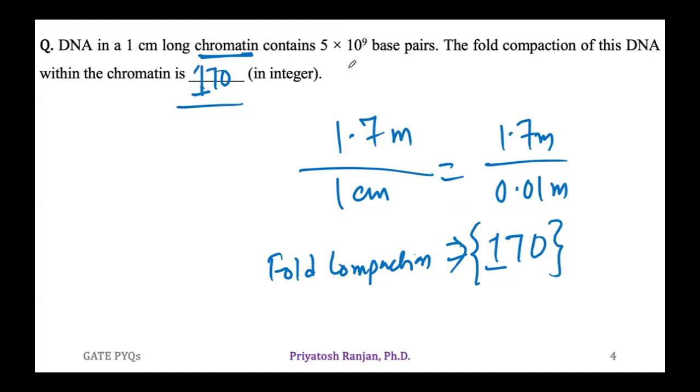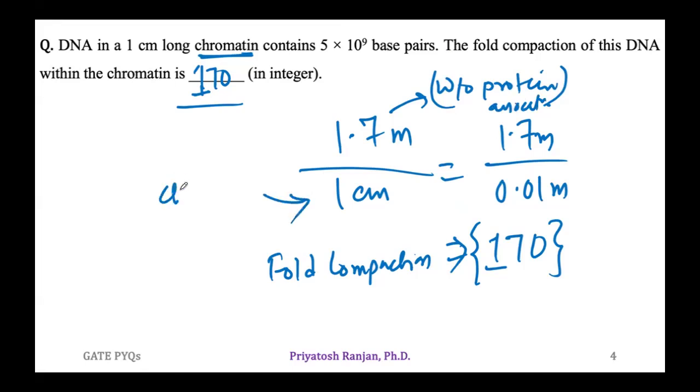As I said, the function of the chromatin is to package DNA into more compact, denser structures, and that's what it is doing here. So this was without protein association, and this was the chromatin, where the DNA was associated with the proteins.